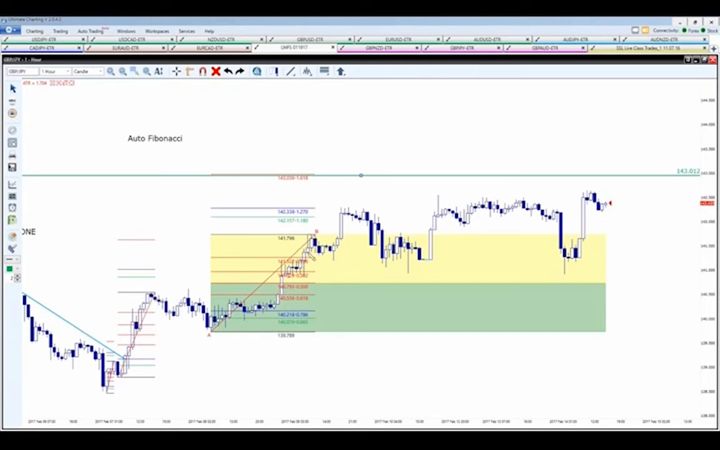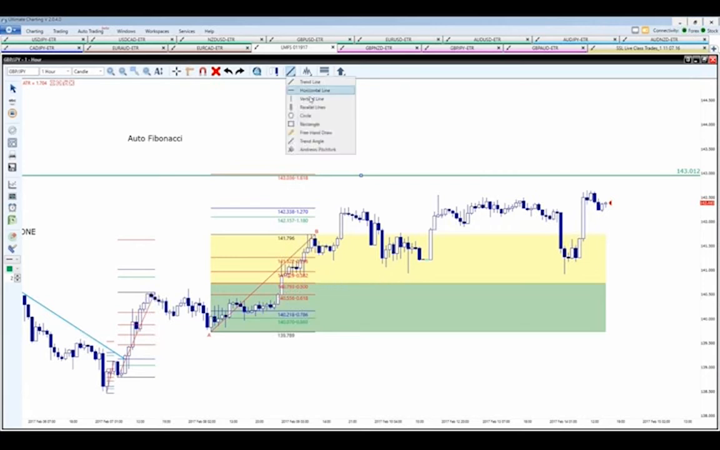But what ends up happening here is the pullback didn't quite pull back to the 0.382. So we teach our traders that if it doesn't pull back to at least a 0.382, and it does come up here to the 1.27, look for it to eventually pull back down here to the 0.382. And as you can see right there, it did in fact come down and kissed that 0.382 line right there.